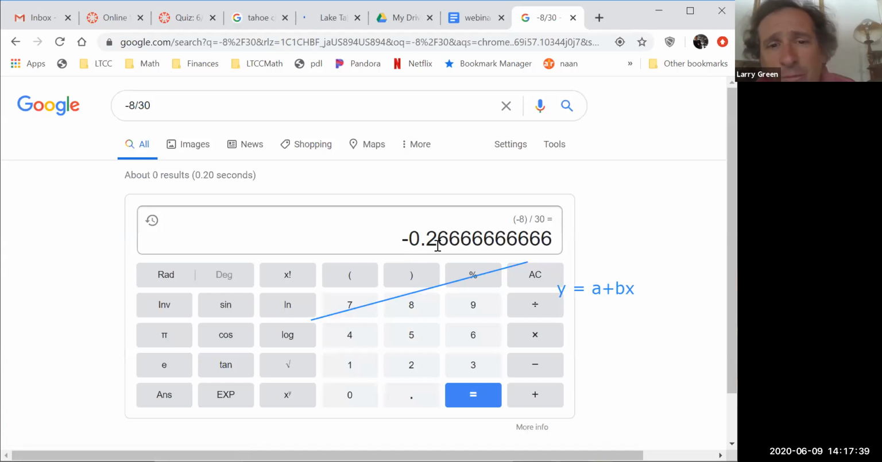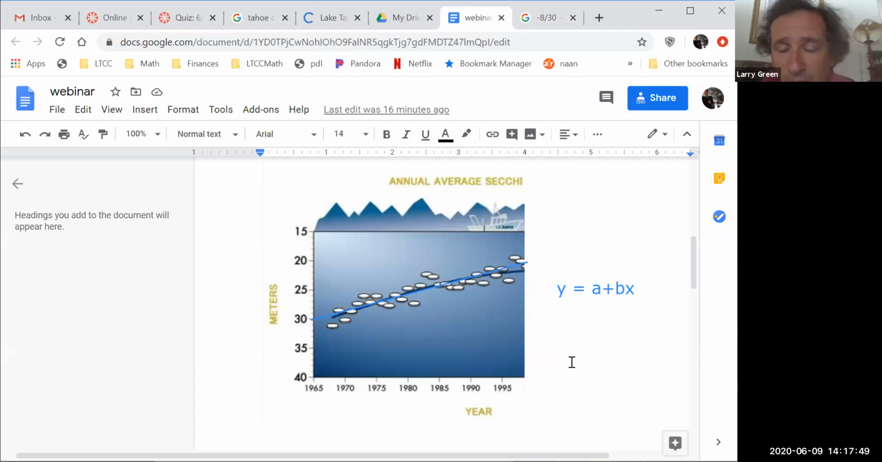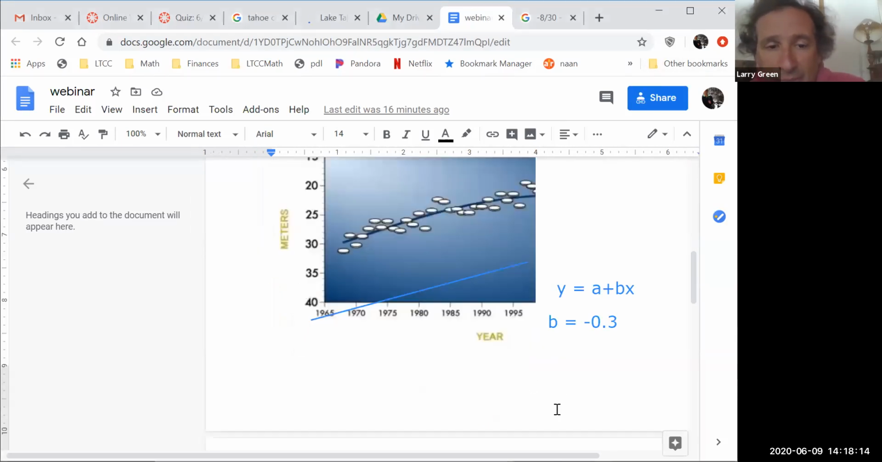It's about -0.3. I can go 1 decimal because I just eyeballed it anyway. So you shouldn't be able to go more than 1 decimal. So note that our slope is about -0.3. Actually, I can do this in Google now. Any questions on that?